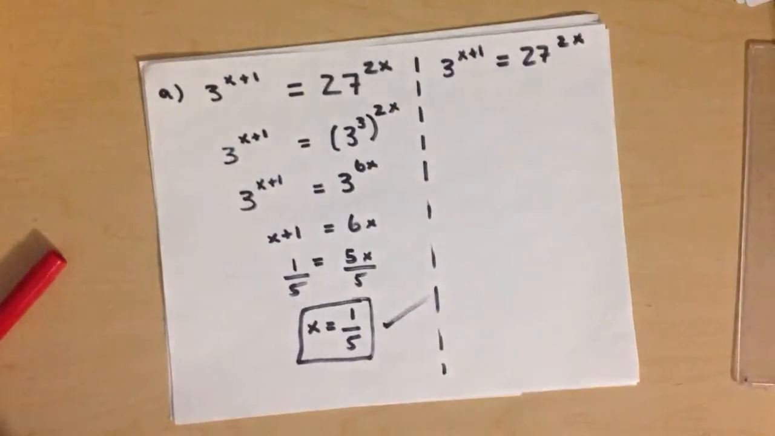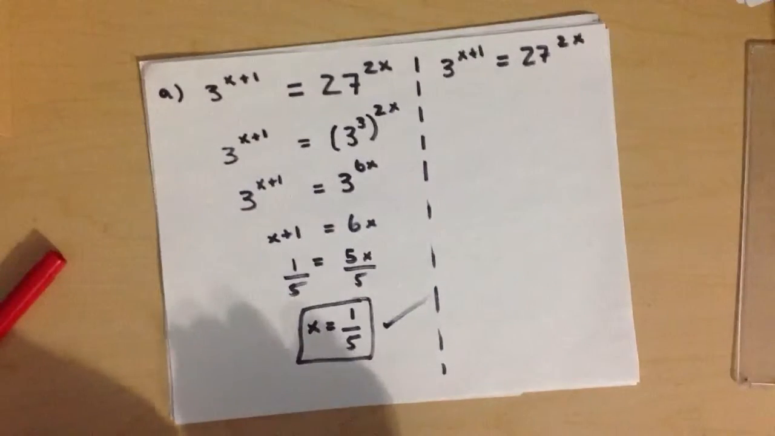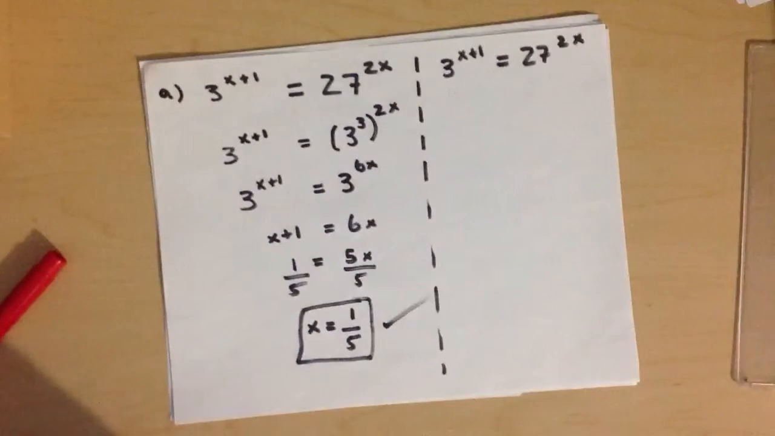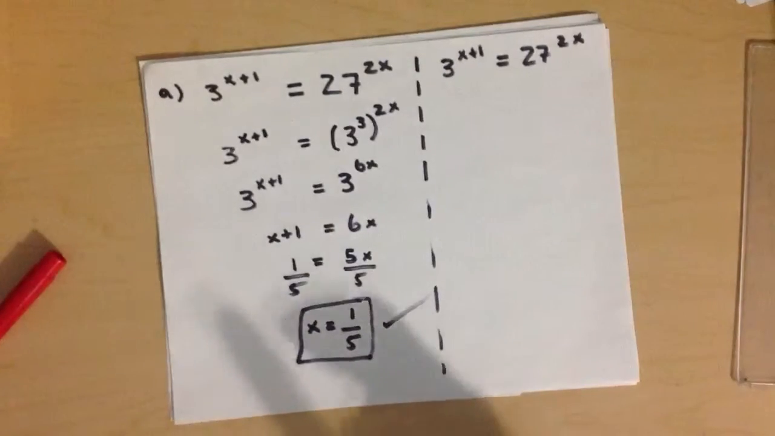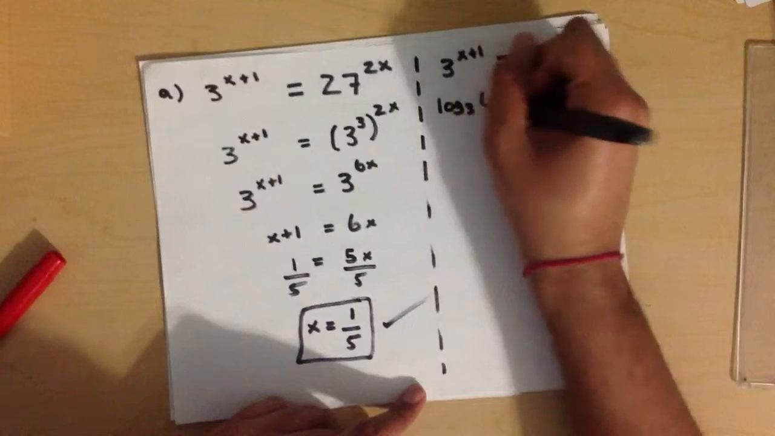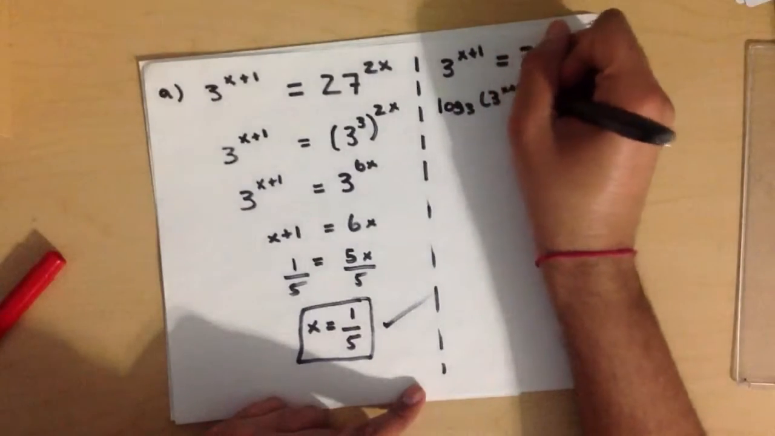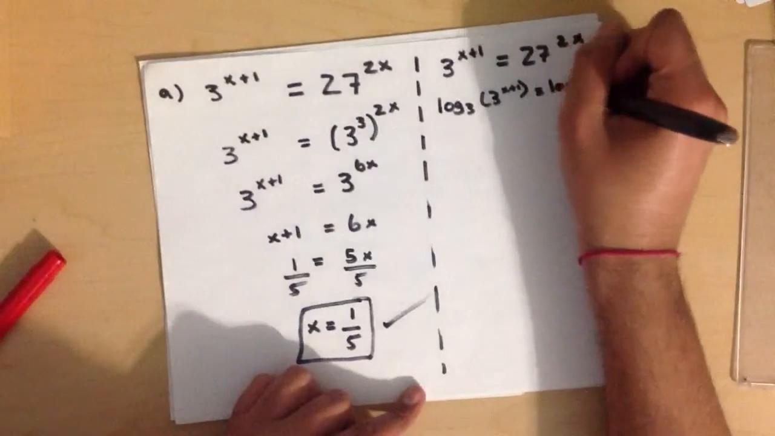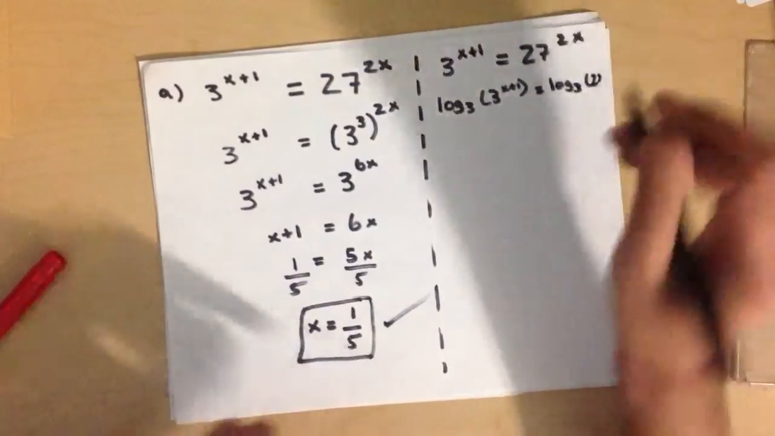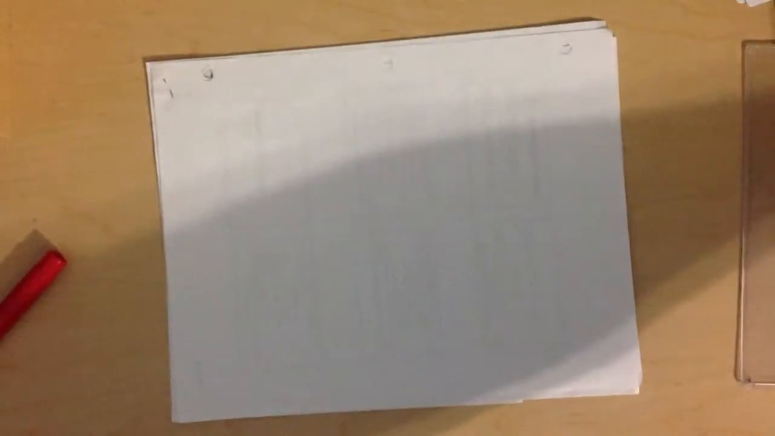Alrighty, so what we have to do first is log both sides. It's going to be log base 3, and we're going to take the common base of both sides. So this is going to be equal to log base 3 of 3 to the x plus 1 is going to be equal to log base 3 of 27. I'm going to have to start a new page because it's getting a little bit tight here. So, just going to take a new page here.